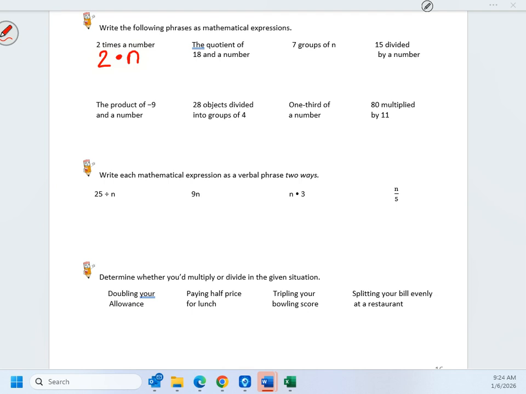Remember, if we see the number right next to a letter, or right next to a parenthesis, that means multiply. They just take out that multiplication symbol. It's one of those invisible math things that happen. We just have to know when we see a number right next to a letter, it means multiply.